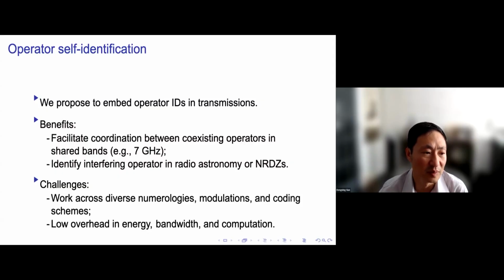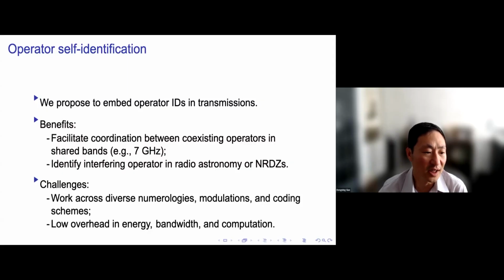So this may yield a few benefits. One of them is to facilitate coordination between coexisting operators in shared bands, for example, in 7 gigahertz. And also to identify an interfering operator in some other applications, let's say scientific applications, where a radio astronomer may want to know who might be the other operator that leaks into the spectrum, including, say, in the example that Mariya talked about, which is the harmonics that leaked into another system.